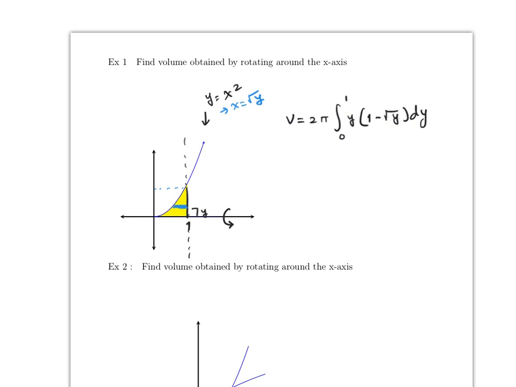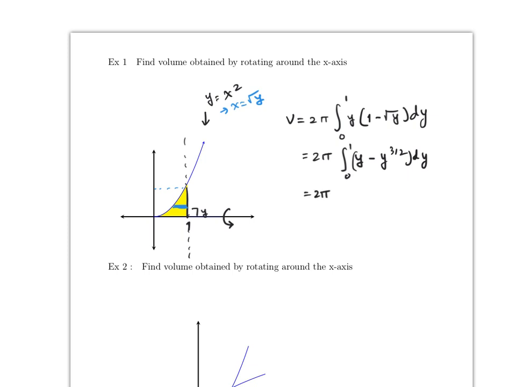And then this is an integral that is pretty simple to do. So you have 2 pi, you can put the 2 pi inside the integral, it's not a problem. And then you multiply, and you'll end up with y minus y to the 3/2 before you integrate. And don't forget this goes from 0 to 1.